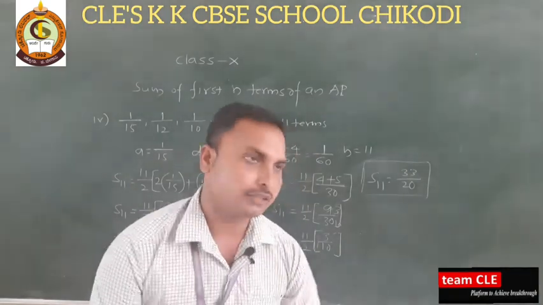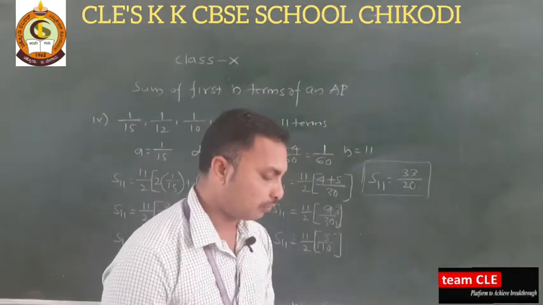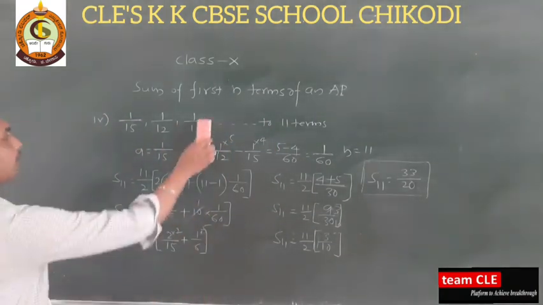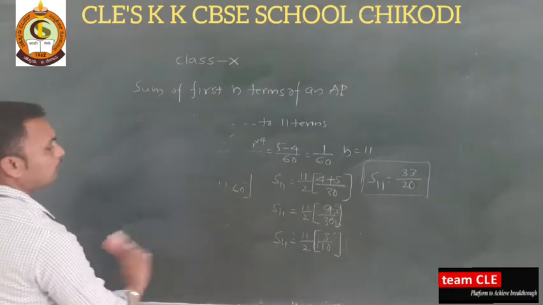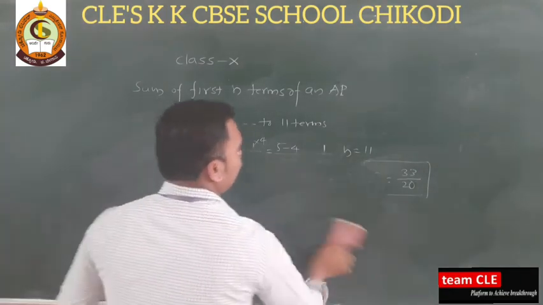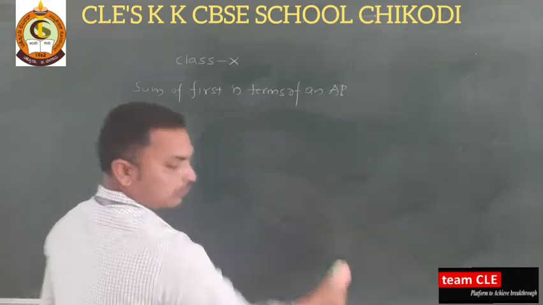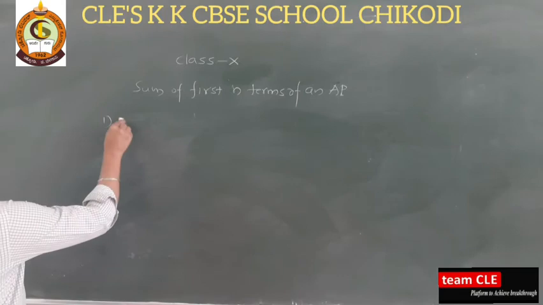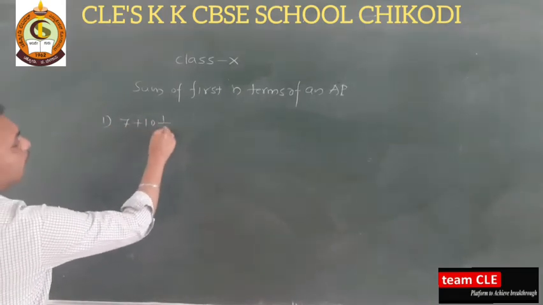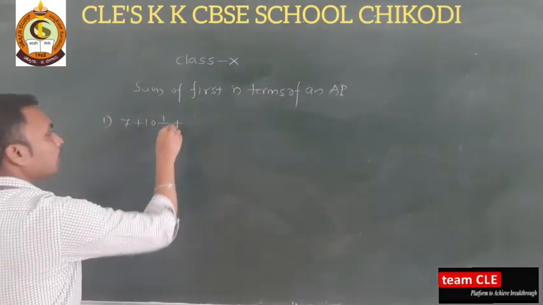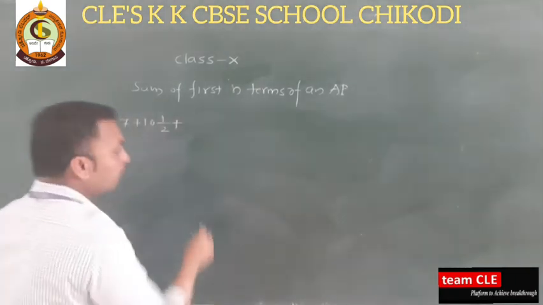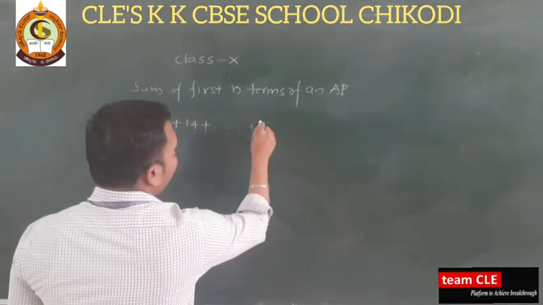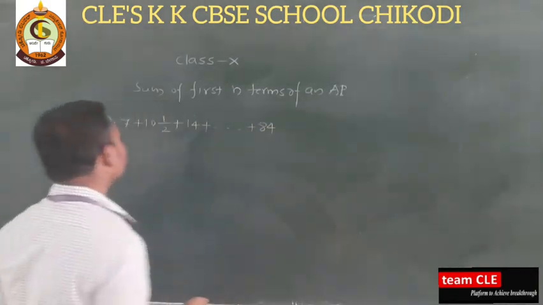Now I'll go with the second main question. Find the sums in the given below. So very simple it is. 7 plus 10 and 1 by 2 they are given. First question. So just you can see what they are given. 7 plus 10 and 1 by 2 plus 14 plus, and so on, plus 84. This is the first question here.